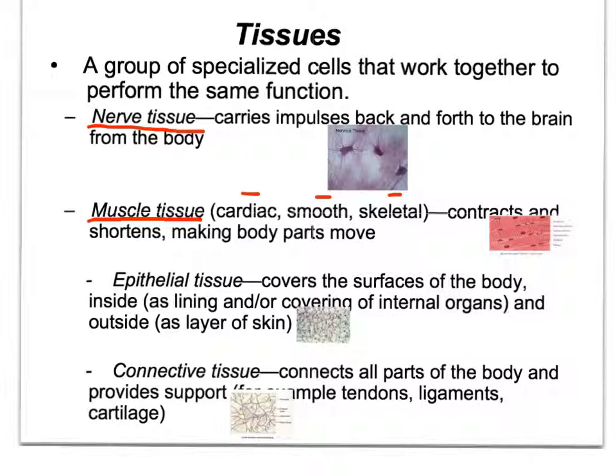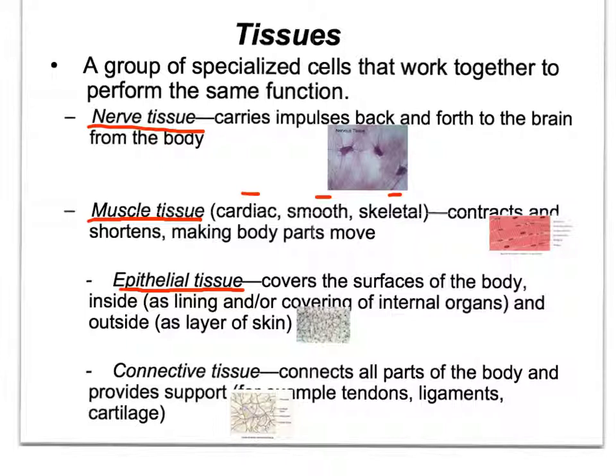A third type of tissue you need to know is epithelial tissue. And epithelial tissue is made of skin cells. And this covers the surface of your body, inside as a lining or covering of internal organs, and outside as a layer of skin. So epithelial tissue is your skin.